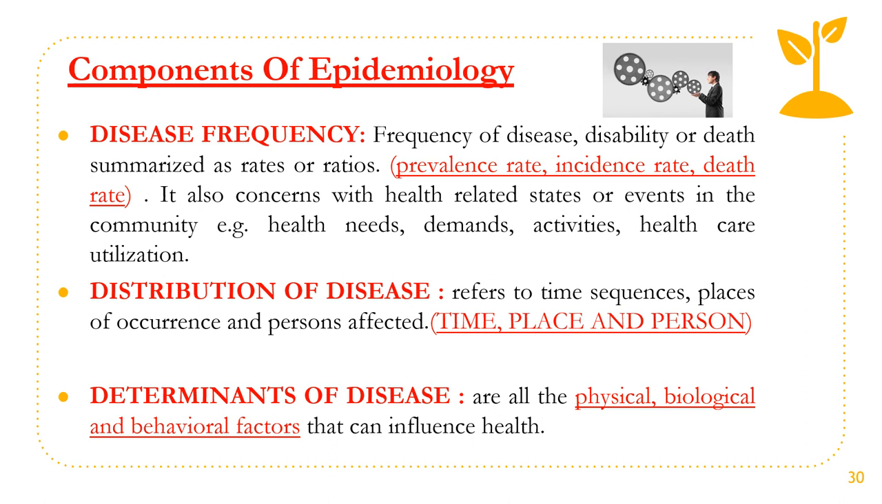Components of epidemiology. The first one is disease frequency. Frequency of disease, disability, or death summarized as rates or ratios: prevalence rate, incidence rate, and death rate. It is also concerned with health-related states or events in the community, for example health needs, demands, activities, healthcare utilization. The next one is the distribution of disease. It refers to the sequence, places of occurrence, and persons affected. That is time, place, and person. This is very important in descriptive epidemiology. Then determinants of the disease, like physical, biological, and behavioral factors that can influence health.